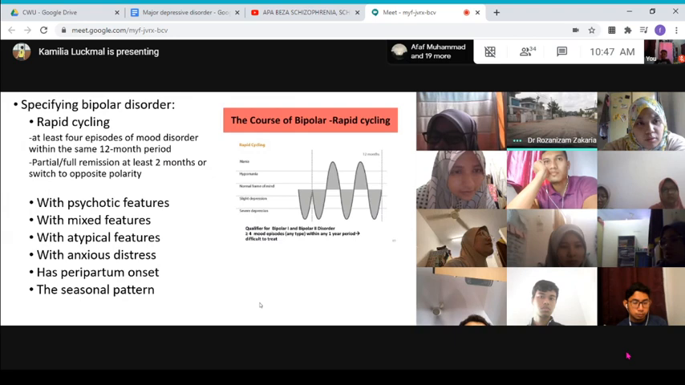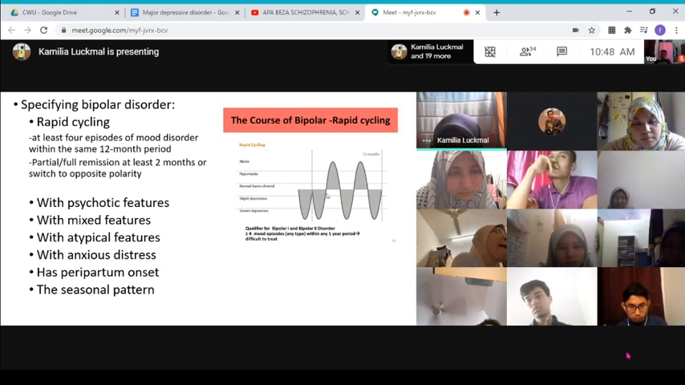Kalau tengok the graph here, this patient ada 5 episodes of mood disturbance, but there is no remission or partial remission for at least 2 months, so the patient still can be considered as rapid cycling. Faham tak?